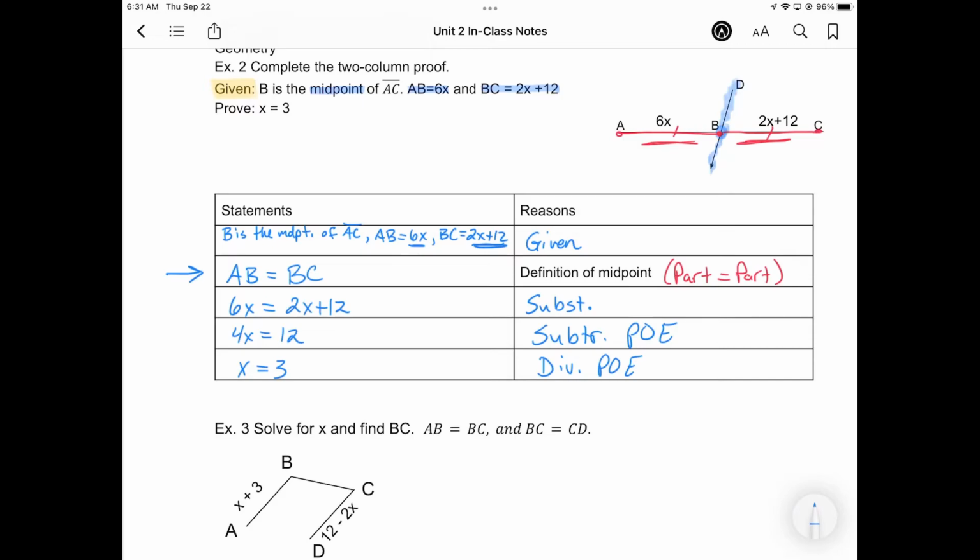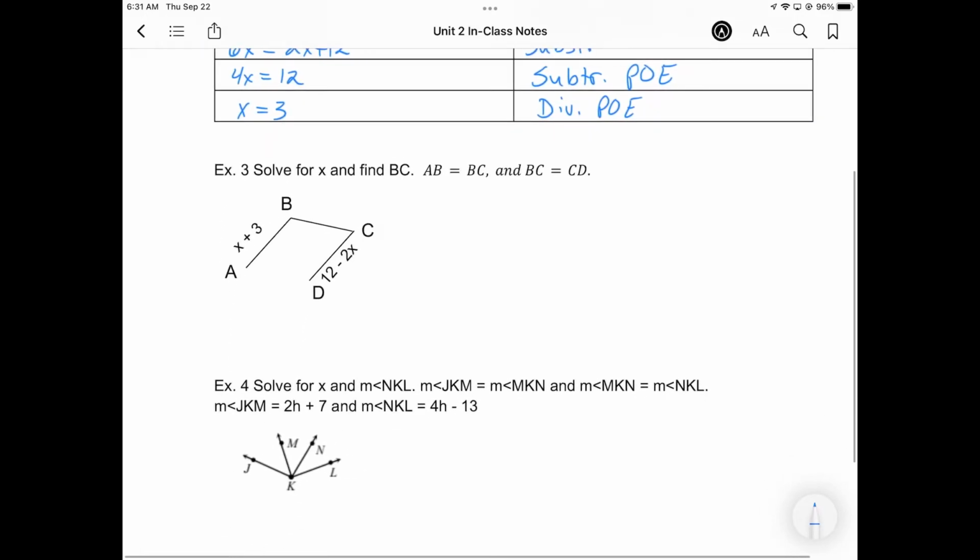Okay, so these proofs are very similar to what we did in the last lessons, but we are starting with the geometric relationship instead of just starting with the equation. Now, these next two are not proofs, okay? We're not doing a proof. We are just using those geometric relationships to solve problems.